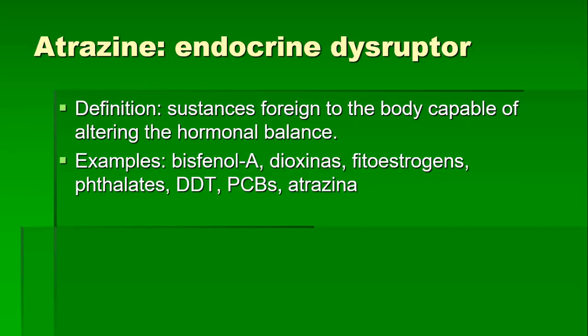Next, we're going to discuss a herbicide that is considered an endocrine disruptor. These are substances that disrupt the normal hormonal balance in any organism. For example, bisphenol A, dioxins, phytoestrogens, phthalates, DDT, PCB, and the one we're going to talk about, atrazine. All of these substances have in common that they're very persistent in the environment, and at very, very low concentrations, they can mimic or behave as if they were hormones, or change their concentration in the body.